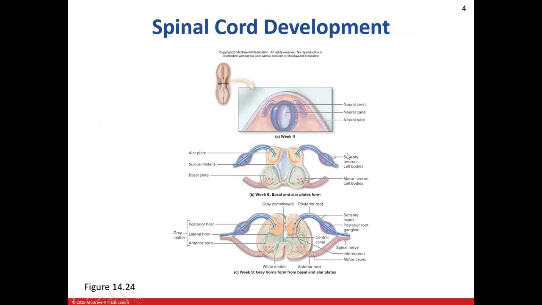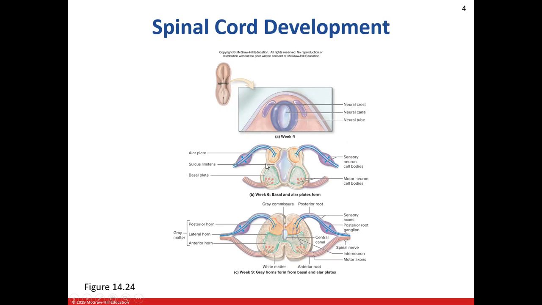So if we take a look at spinal cord development, again, this is what roughly the final product has some semblance of. Although if you notice, we're still in week 9 of development. But at least you can kind of understand how that cross-section represents a fully developed spinal cord. So if we look at the development here in week 4, you'll see we have the neural crest cells. You'll see here we have the neural canal, and then here we have that neural tube.